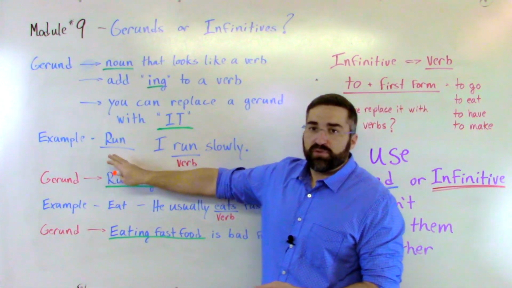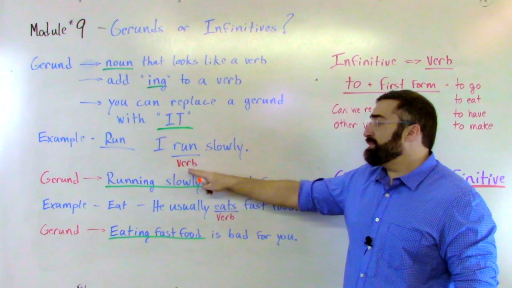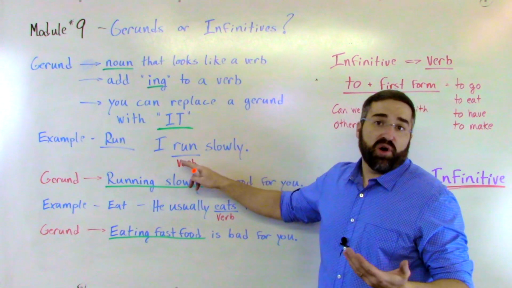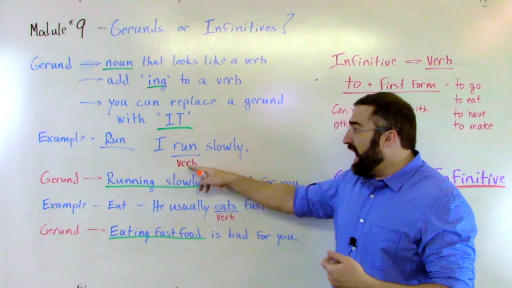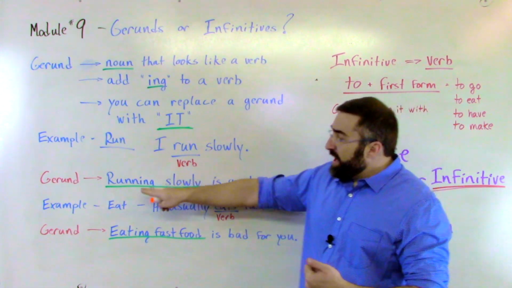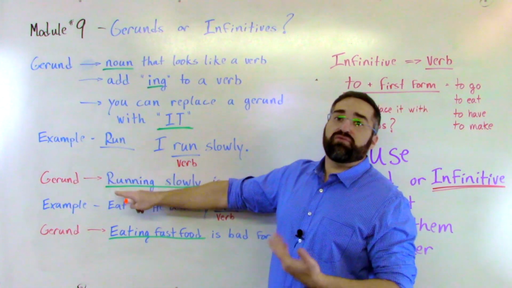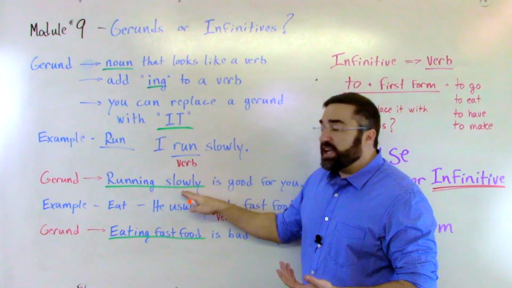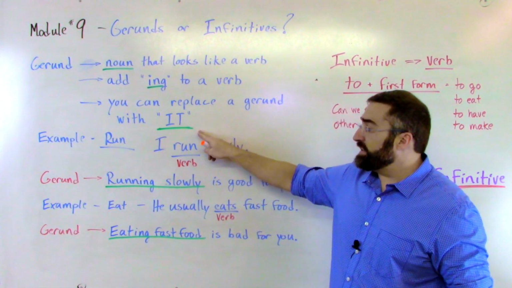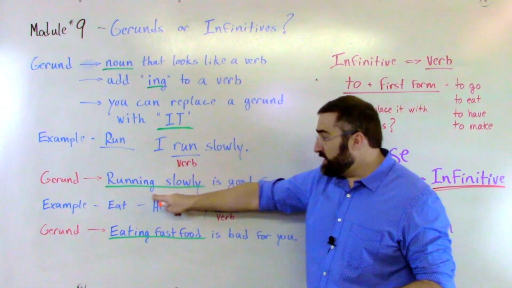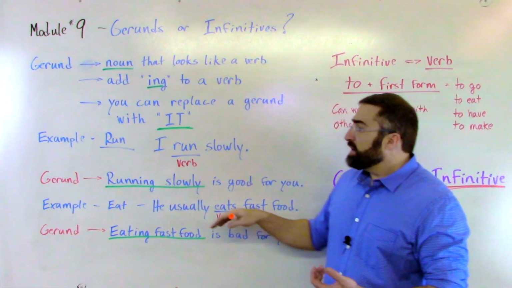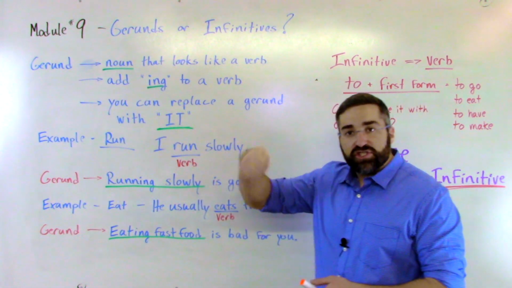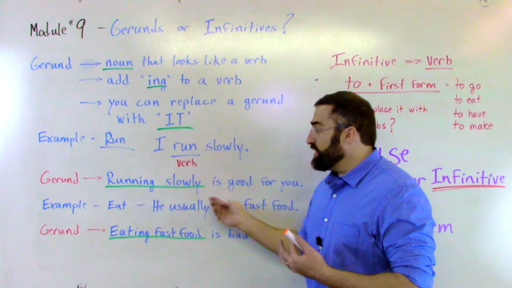So let's see our examples here. We have run. I run slowly. Run is my verb. So it's the action of the sentence. I might replace it with go, right? I go slowly, or I move slowly. Here, I have a gerund, okay? Running slowly is good for you. So running slowly can be replaced with it. It is good for you. So I've got my ing, I've got a noun, I've got it. Check. This is a gerund. This is a gerund phrase.